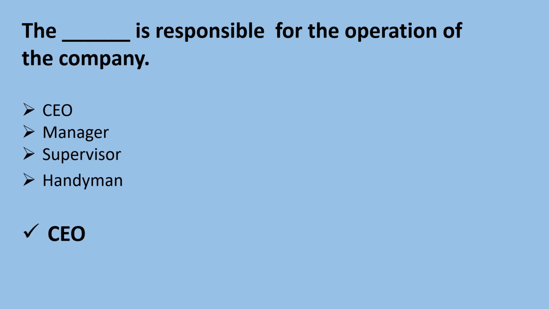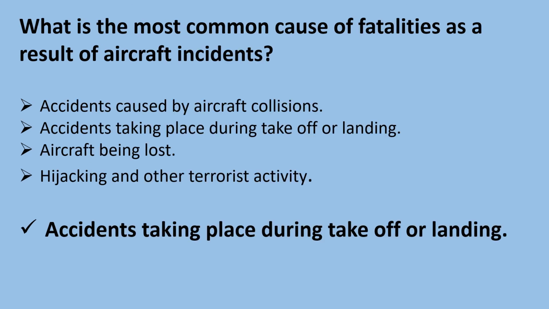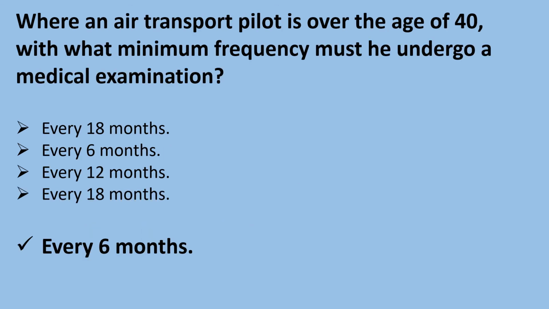The CEO is responsible for the operations of the company. He is the chief executive officer. Which is the most common cause of fatalities as a result of aircraft incidents? Accidents taking place during takeoff or landing have very high chances. Where an air transport pilot is over the age of 40, with what minimum frequency must he undergo a medical examination? That is every 6 months after the age of 40.